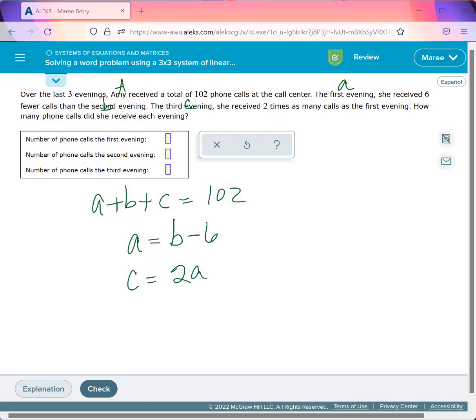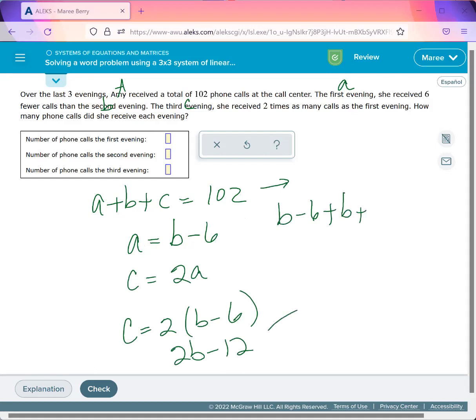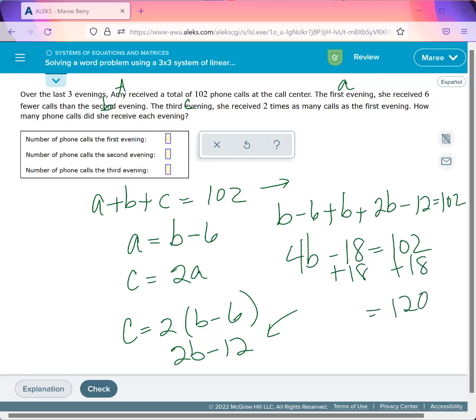Okay, so we're going to go ahead. We know that C is 2A. So C is 2 times B minus 6, which is 2B minus 12. So we're going to rewrite this as A is B minus 6, B is just B, and C is 2B minus 12. And that has to equal 102. So we have B plus 2B is 4B, and minus 6 minus 12 is minus 18. And we're going to add 18 to both sides, and we get 120 equals 4B, divide by 4, and we get B equals 30.